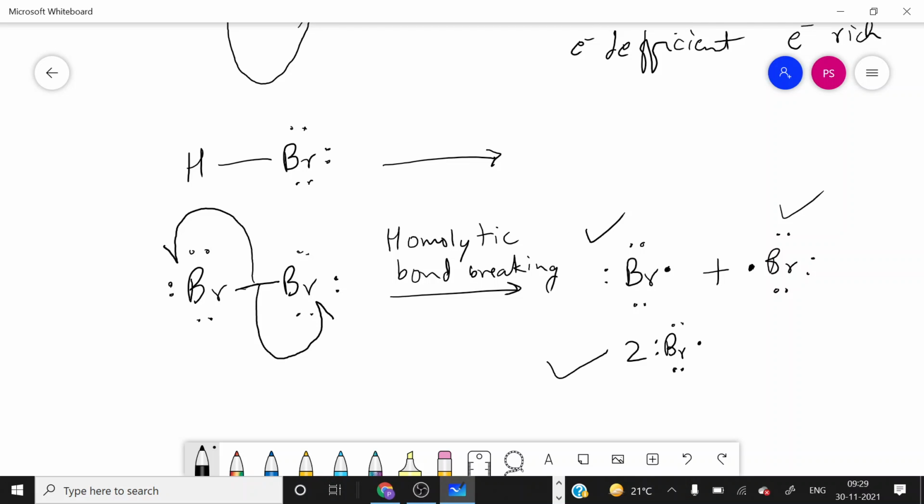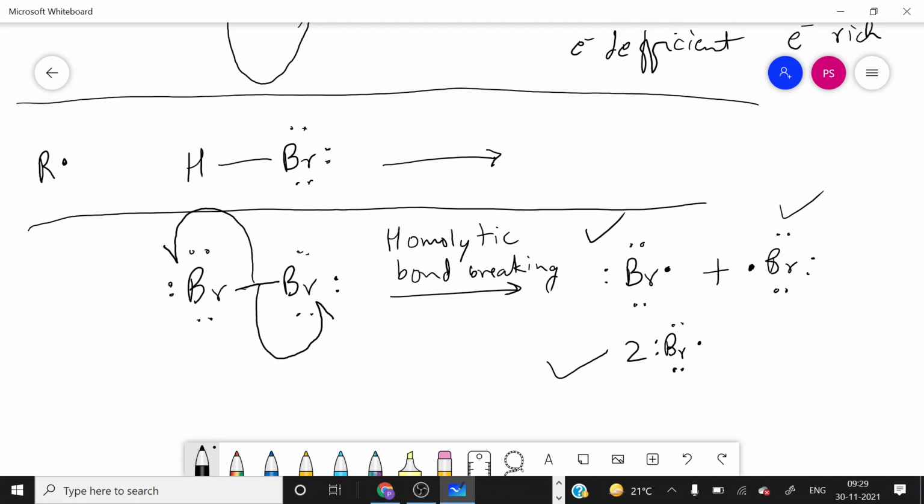Now we know what free radicals are. Free radicals are chemical species containing at least one unpaired electron. Now take the alkyl free radical R dot as an example: the reaction between R dot and HBr. Here the alkyl free radical reacts with hydrogen bromide.